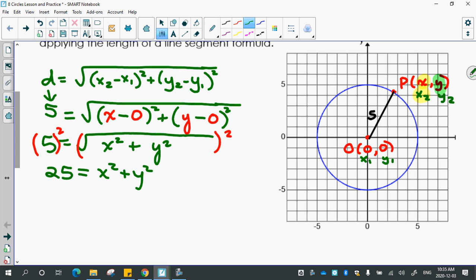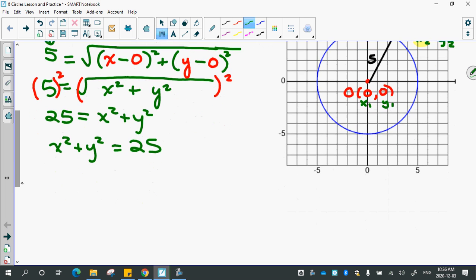And then because it's an equation, we turn it around, because the equation of a circle with center 0, 0 looks like this: x squared plus y squared equals 25. Okay? But that number 25 represents the radius squared. Because remember, the radius was 5? So this number here represents the square of the radius.